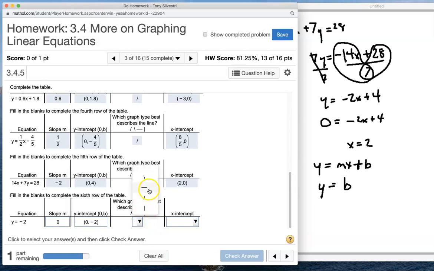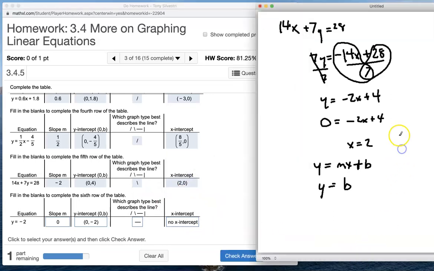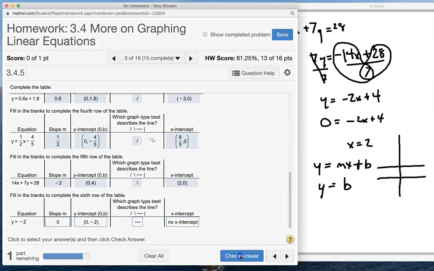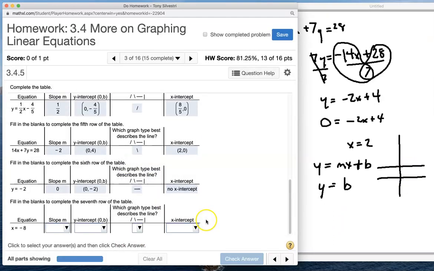This is a horizontal line, and there is no x-intercept. Okay, because if you were to draw y equals -2 down here someplace, this line is horizontal. It never hits the x-axis. Okay, so is that right? Nice. And then the next one's an x equals.